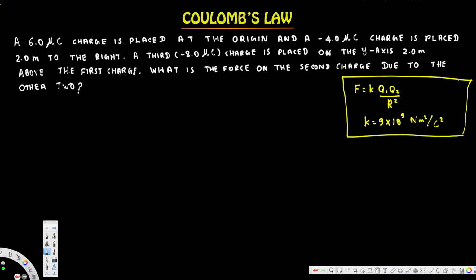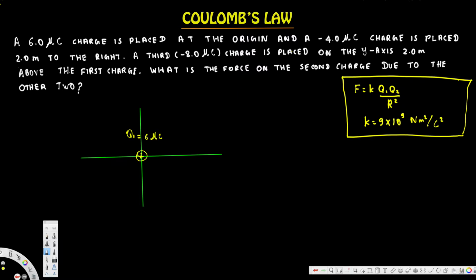Now let's go ahead and draw this one in a diagram. Here we have our y-axis, here we have our x-axis, and at the origin we have a charge. A 6 microcoulomb charge is placed at the origin, so this is a positive charge. We put a plus, and let's call this one q1. Q1 is equal to 6 microcoulomb.